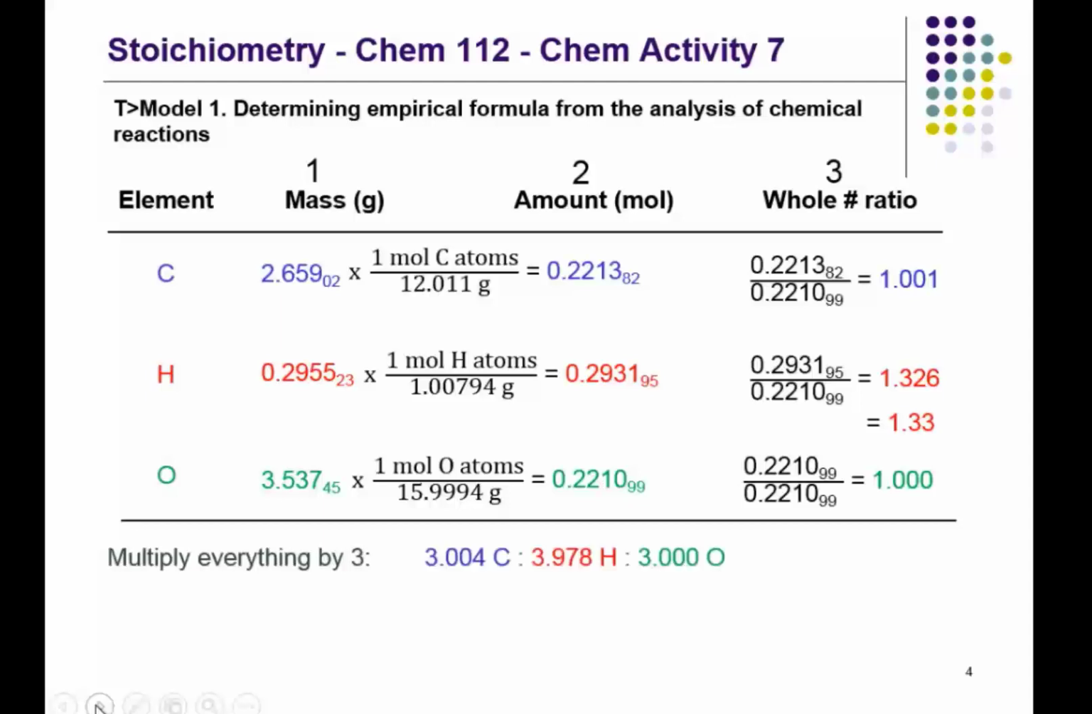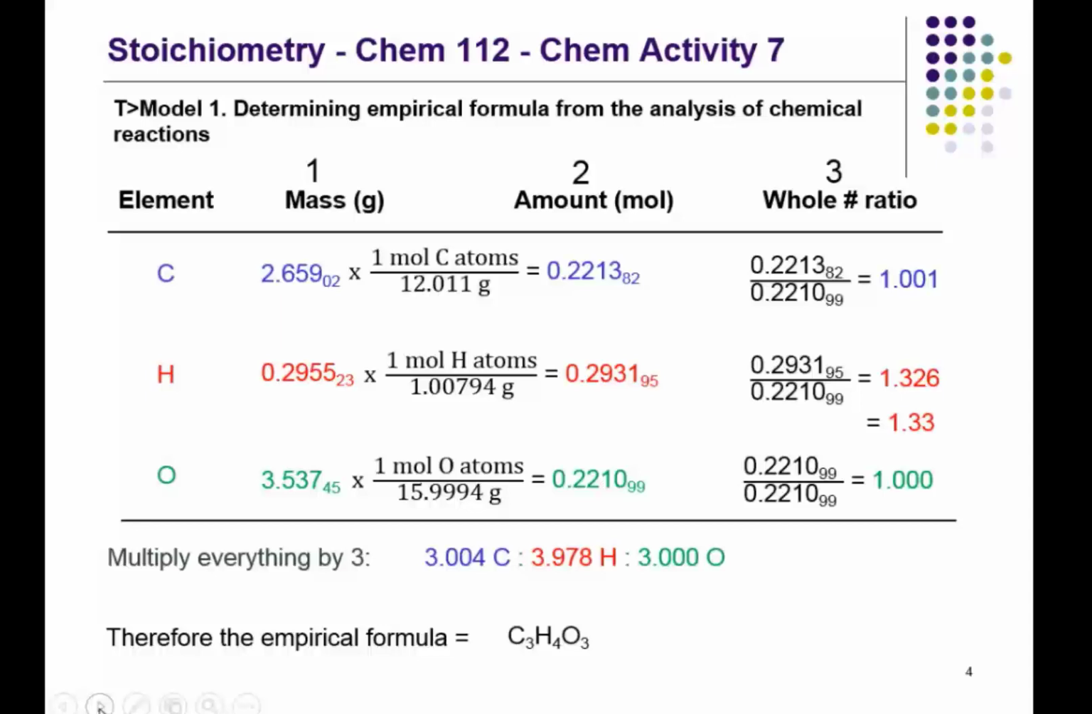Therefore, in terms of the ratios, I've got roughly 3 carbons to roughly 4 hydrogens to 3 oxygens. Putting this together as an empirical formula, therefore, C3H4O3. That's the empirical formula for ascorbic acid.